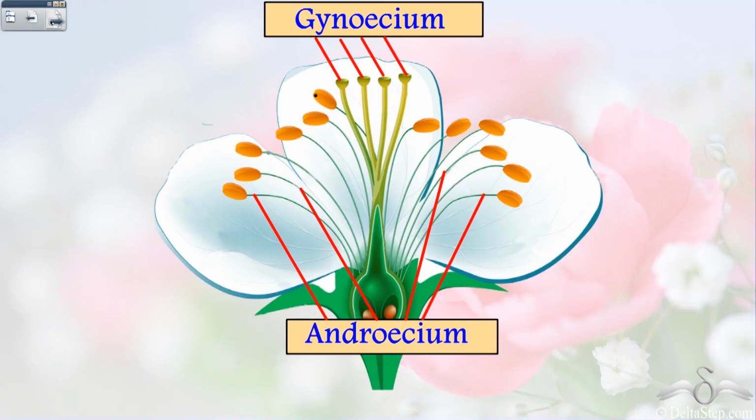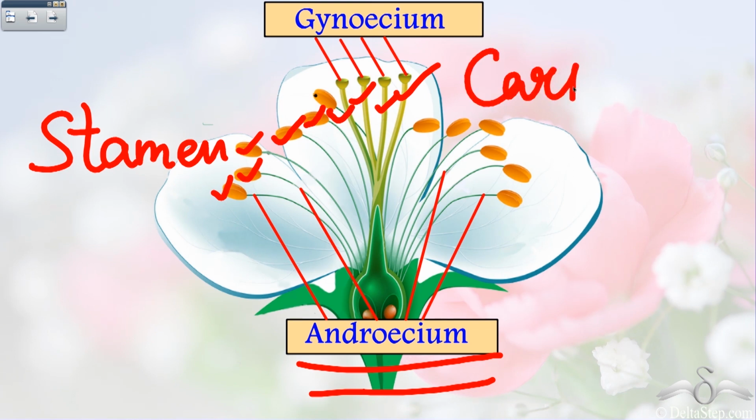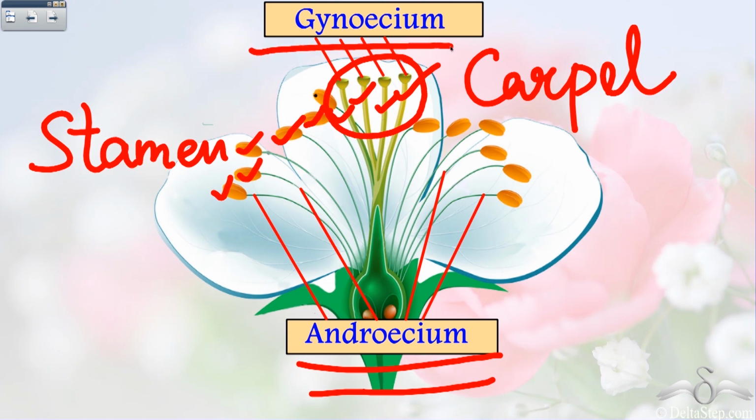So, in this flower, you can see these are the individual stamen. And all of these stamen forms the androecium. That is the male reproductive part. Similarly, if you see here, each of these are the carpel. And all of these carpel together form the female reproductive part known as gynoecium.